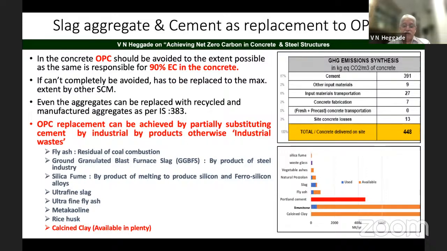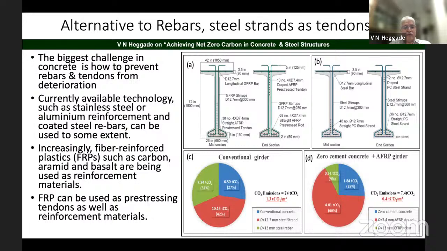But going forward, only 15% of the slag as well as the fly ash is available. I think we'll have to go for alternative pozzolanic material like calcined clay. I think it's available in abundance, and also the bauxite red mud waste that is there. I think valorization of that and the use of that has to be explored as a replacement to the OPC cement going forward.